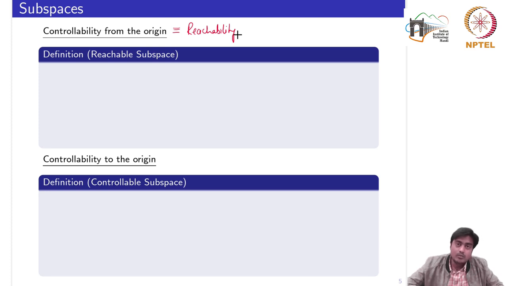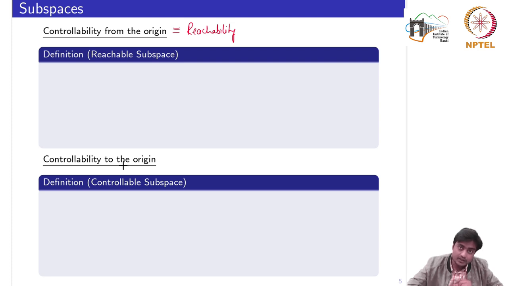Now the broad concept of controllability is to steer the trajectory from x of t naught to x of t1. When we speak about the controllability from the origin, the x of t naught is basically 0. So we want to go from 0 to some given x of t1. Now the controllability to the origin means that given x naught, we want to go to the origin.